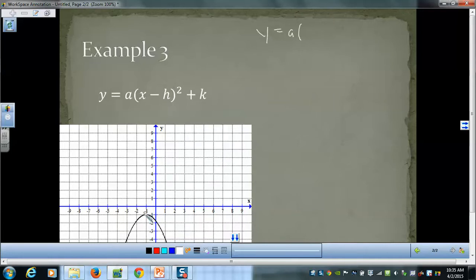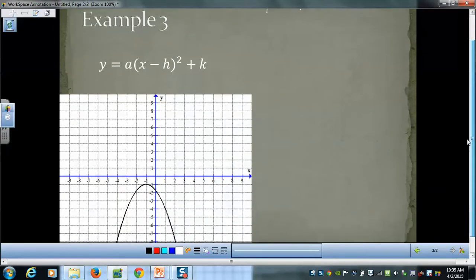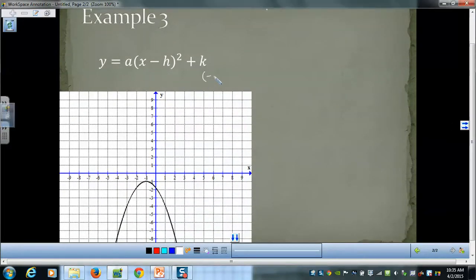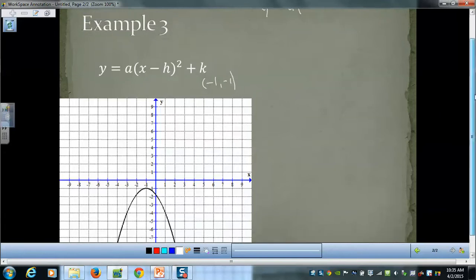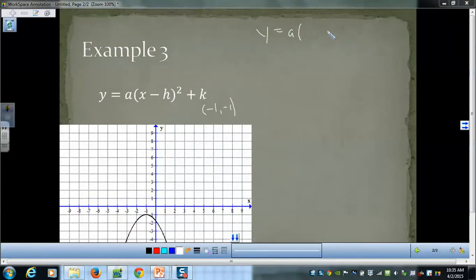So this is -1, -1. All right, so that's my vertex. I'm going to go ahead and plug that in. Now remember, it's x minus -1, so that becomes +1, and then squared, and then -1.